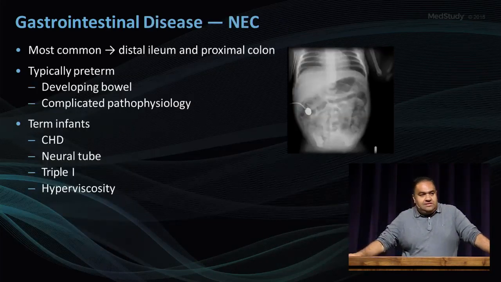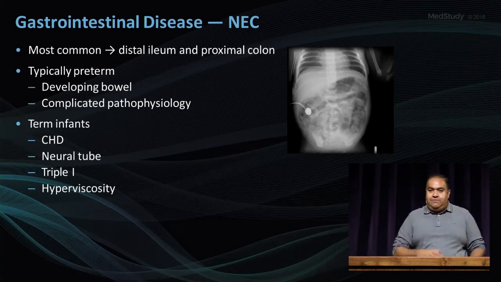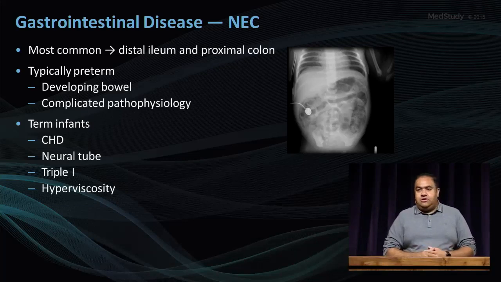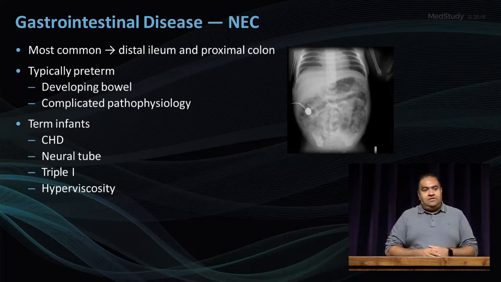Necrotizing enterocolitis, it's like one of those bad three-letter words in the NICU. You never say it out loud. It's the diagnosis that must not be named, for those of you that like Harry Potter. We really try not to talk about it, but it's common in the distal ileum and proximal colon. Typically, we see this in infants that are premature, between 32-ish and 36 weeks gestation, usually about 3 to 4 weeks of life. It has a pretty complicated pathophysiology. We don't quite understand why it occurs.